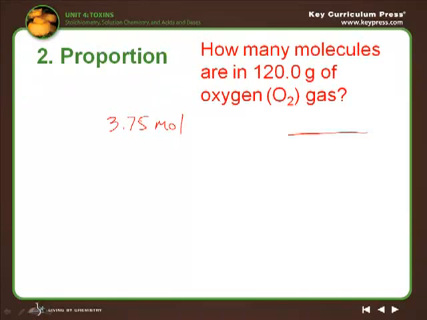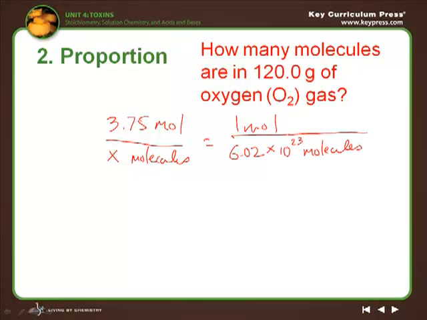Now, if we wanted to find out how many molecules are in 120 grams of oxygen gas, we just set up a proportion, 3.75 moles over X molecules. Now, what's the relationship we know between the mole and the number of particles? In 1 mole, there's how many particles? 602 sextillion, also written as 6.02 times 10 to the 23rd molecules.